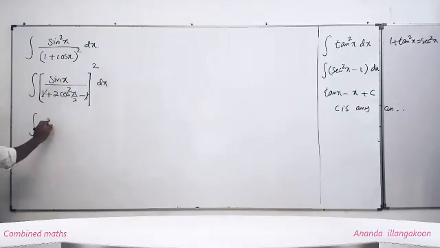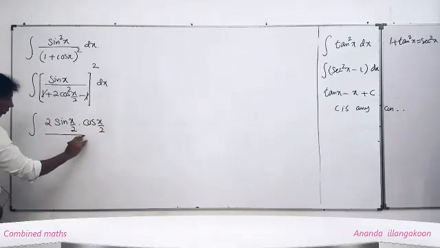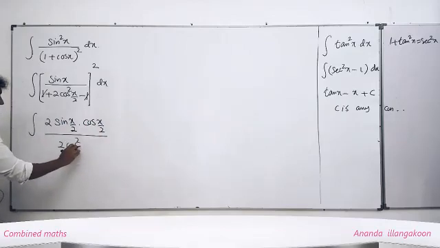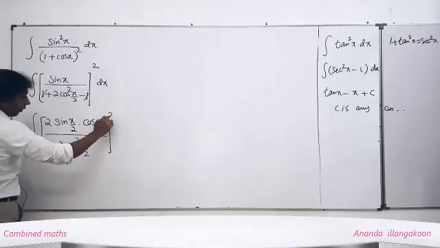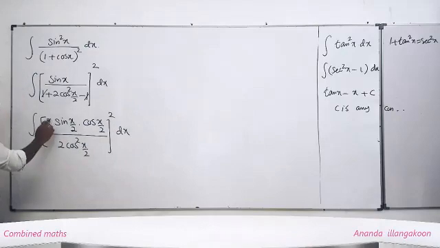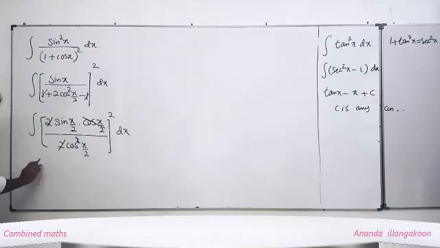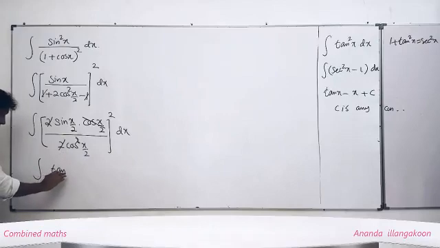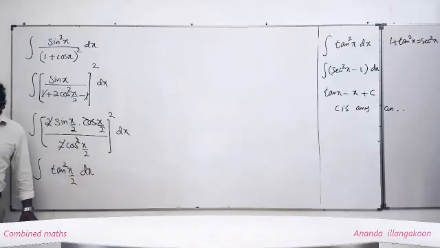Sin x I can write as 2 sin x by 2 into cos x by 2, divided by 2 cos squared x by 2. This way I can write this. This 2 and this 2 you can cancel down, one cos x by 2 you can cancel down with this. Sin x by 2 divided by cos x by 2 means tan x by 2. But here we have a square, then tan squared x by 2 comes, dx.